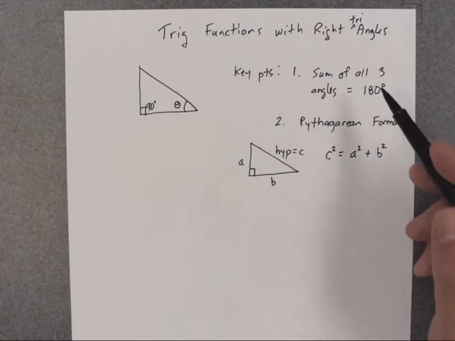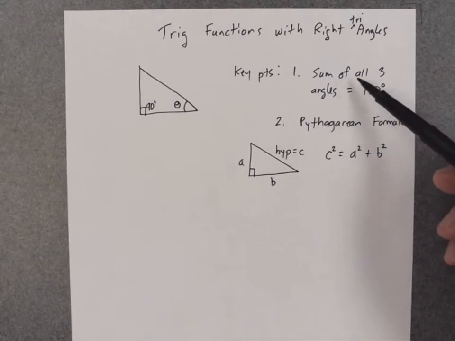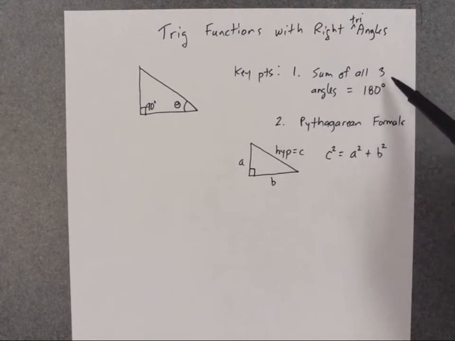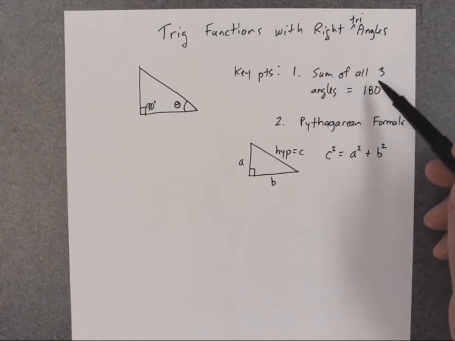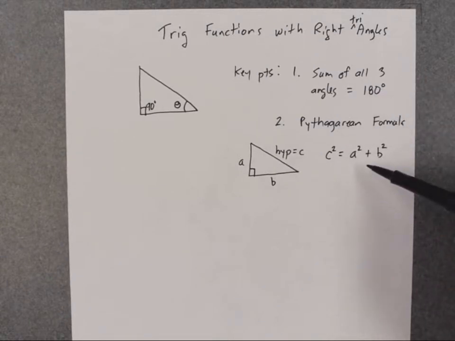So really, these two points, one deals with angles and one deals with the sides of the triangle. The first one says, you know what? If all three angles equal 180, if I know two of my angles of a triangle, then I know the third angle. Pythagorean formula says, you know what? If I know two sides of a right triangle, then I know the third side.